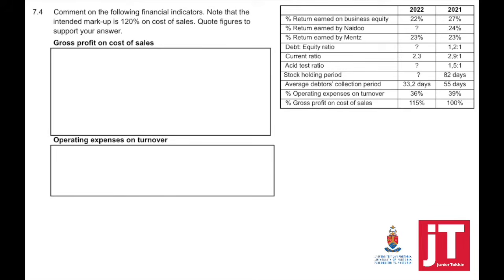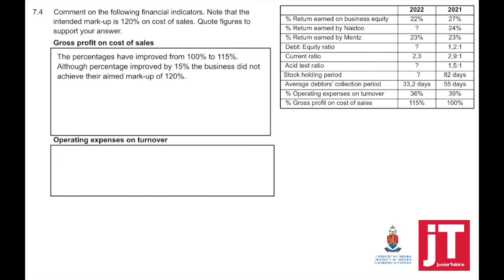7.4, comment on the following indicators. Note that the intended markup is 120% on cost of sales, quote figures to support your answer. The first one is gross profit on cost of sales. The percentage improved from 100% to 115%. Although the percentage improved by 15%, the business did not achieve the intended markup of 120%.